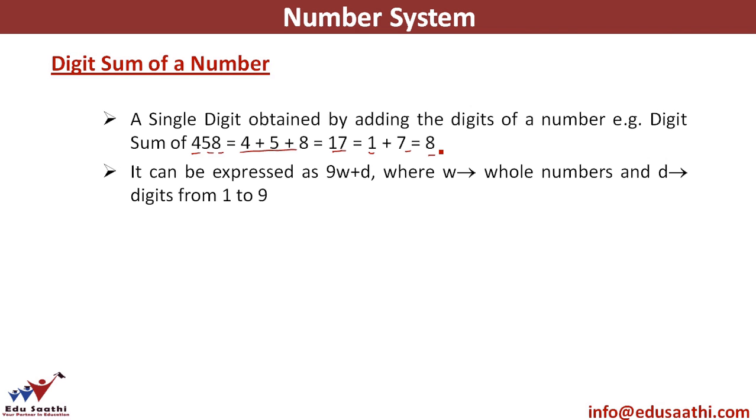Now, the digit sum can always be expressed as 9w plus d. That means when divided by 9, it can be represented as 9 into a whole number plus a digit. This digit is basically the remainder with 9. So if I look at 8, 8 when divided by 9 can be written as what? 8 is not divisible by 9, so the quotient is 0. So 9 into 0 plus 8. The value here for w comes out to be 0, and the value of this digit d comes out to be 8.